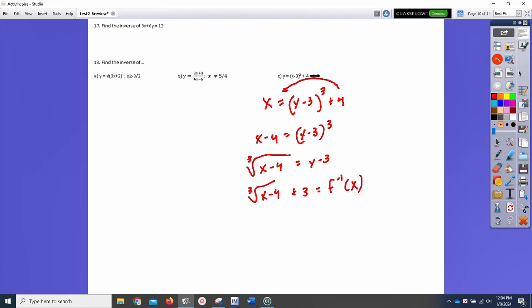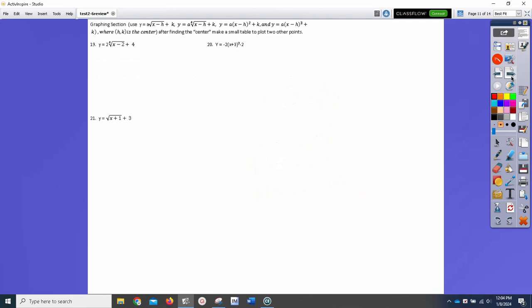Whew. 4 slides to go. The graphing section. It says use y equals a square root of x minus h plus k, a cubic root of x minus h, y equals a times x minus h squared plus k, and y equals a times x minus h cubed plus k, where h, k is the center. After finding the center, make a small table to plot 2 other points. I don't know that I'm actually going to make the table.